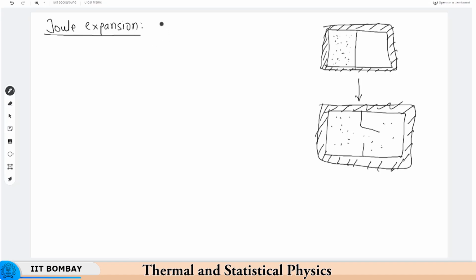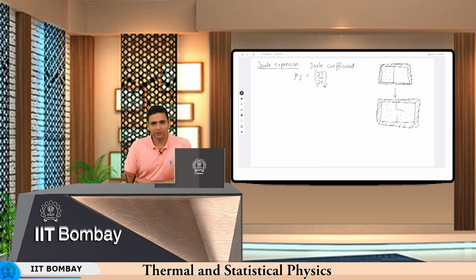We defined something known as the Joule coefficient, mu j, which is essentially the change in temperature as we increase the volume of the gas under adiabatic conditions. It can't exchange heat, so the entropy remains constant. Basically we are interested in what happens to the temperature of such a gas when it undergoes such a process.